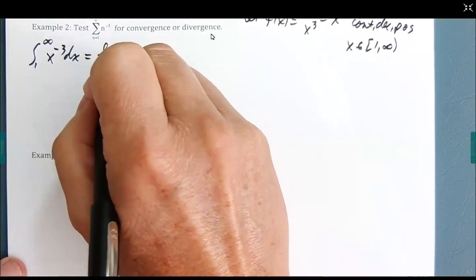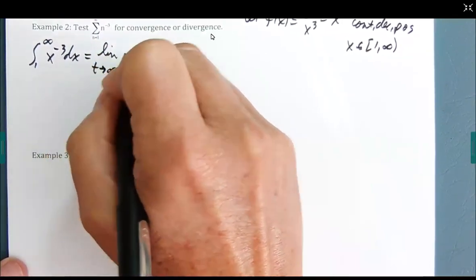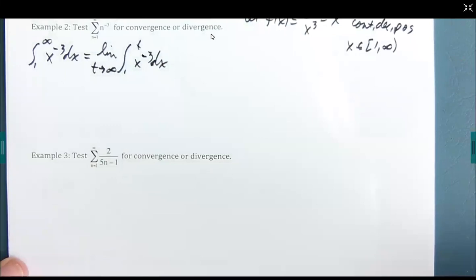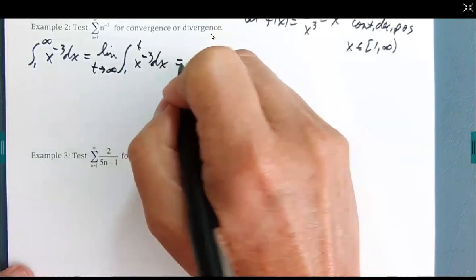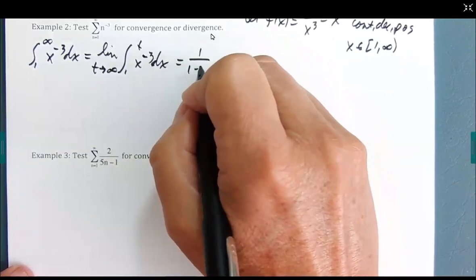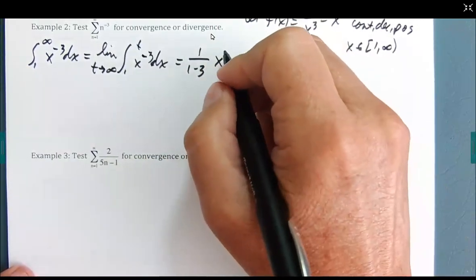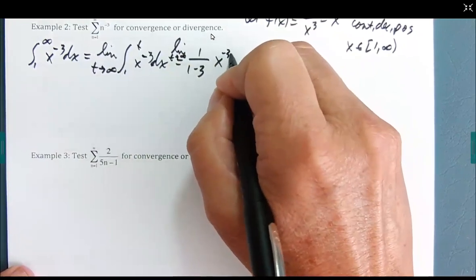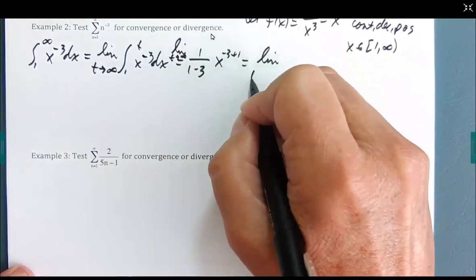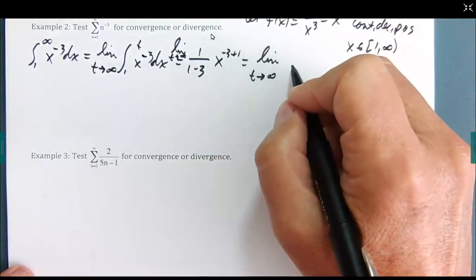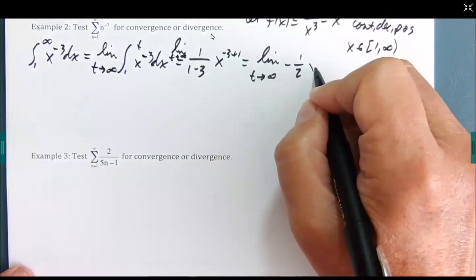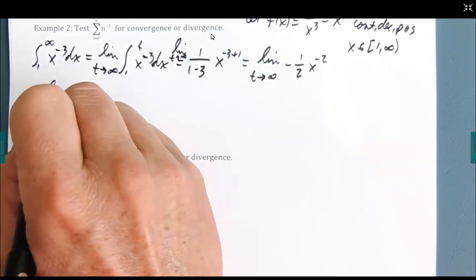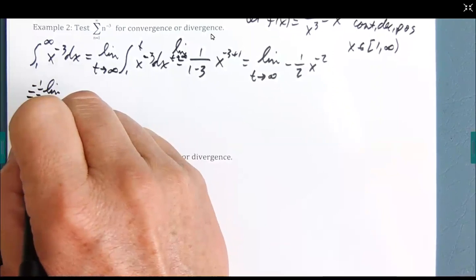And once again, it's an improper integral because of the infinity. And we are going to apply the power rule here. Limit as t goes to infinity. And this is going to be negative 3 plus 1. That's going to give us a negative 1/2 x to the negative 2 power, which if I rewrite it, I can even put the negative 1/2 out in front.